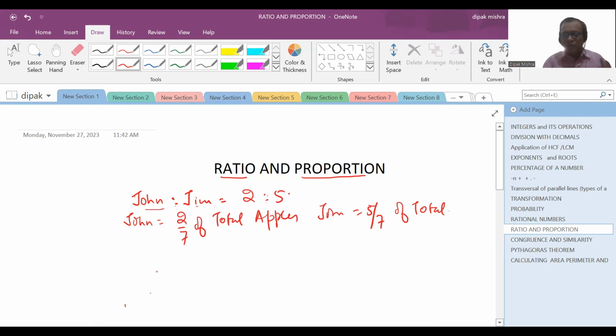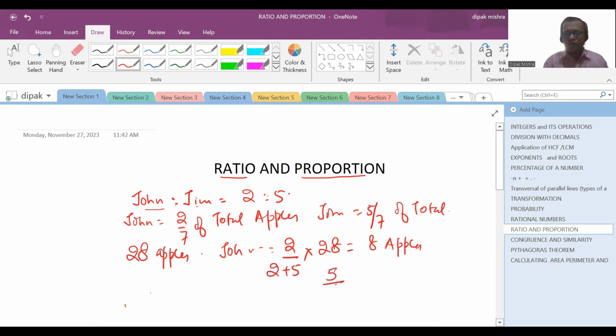So if you are given that John and Jim have a 2 to 5 ratio, and they have a total of, say, 28 apples, then how many does John have? We can say John has 2/7 of the total. Why 7? Because 2 plus 5 is 7, multiplied by 28, which is 8 apples. And Jim has 5 over 7 multiplied by 28, which is 20 apples. This is what is meant by ratio.